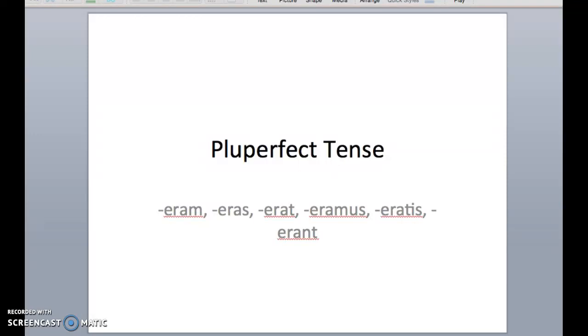All right, so today we're going to learn about the pluperfect tense, both formation and its translation. And let's just dive right into it.